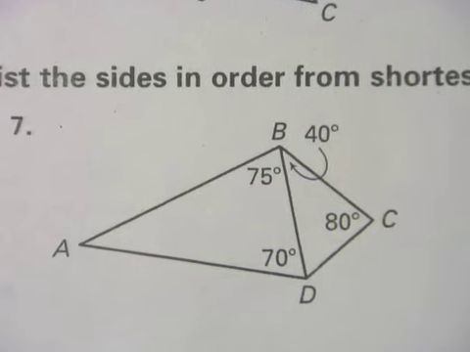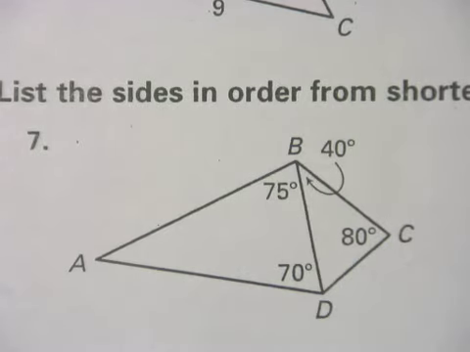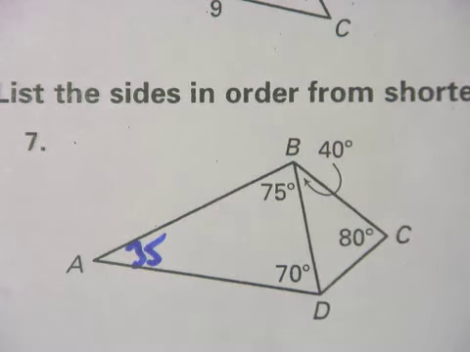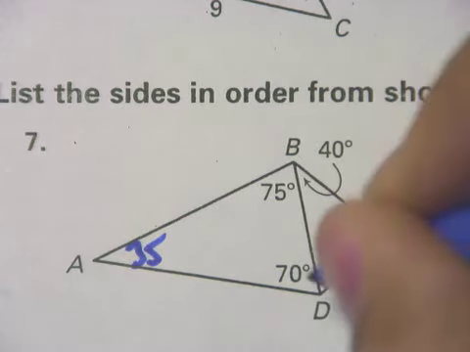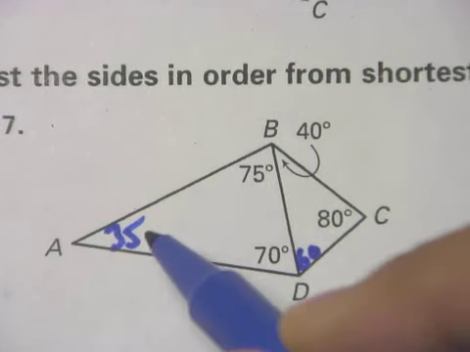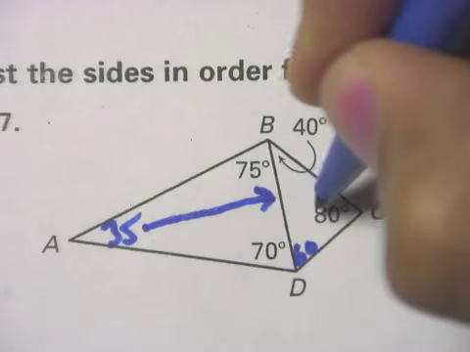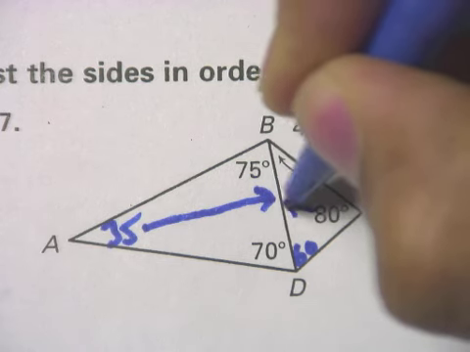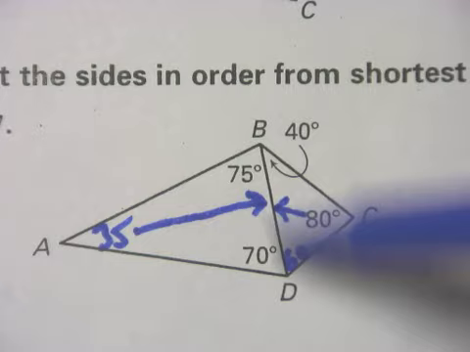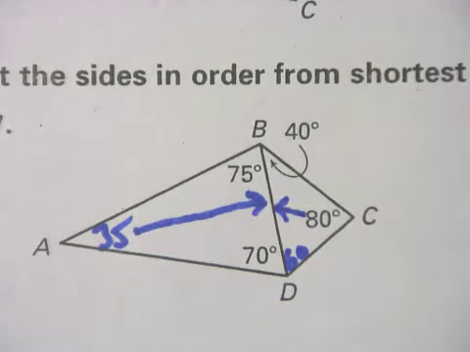Now, when we get to number 7, they're asking us to list the sides in order from shortest to longest. Now, think about that for a second. Well, let me fill in the information first. This is 35 degrees, and this is going to be 20. This is going to be 60 degrees here. Okay? I want you to notice something here. Notice how this 35 degrees is pointing to this side here, and notice how this 80 degrees is pointing to that side there, how they're both pointing to the same thing.